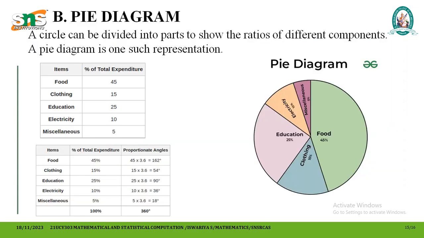And the next one is pie diagram. A circle can be divided into parts to show the ratios of different components. A pie diagram is one such representation, and this is the data for the pie diagram. So first we have to find the proportionate angles to draw the pie diagram. So after finding the proportionate angles, we have to mark the pie diagram. So this is the diagram for the pie.